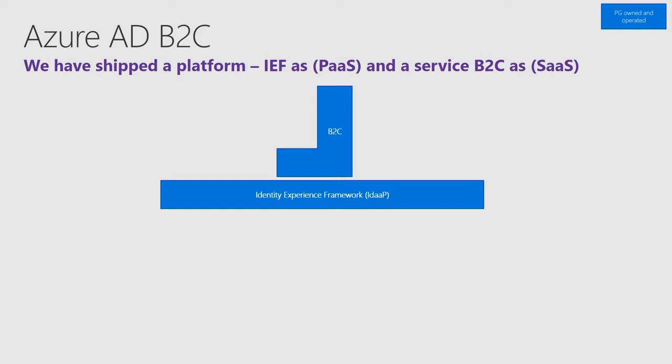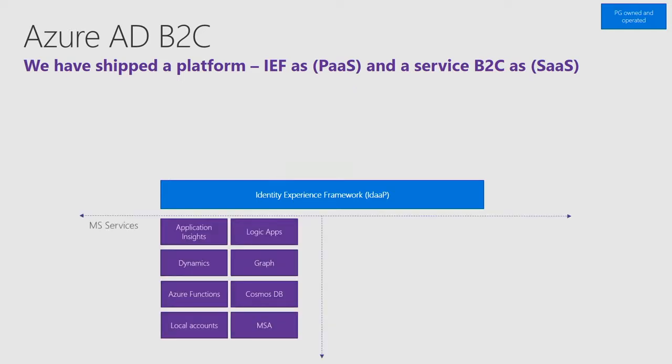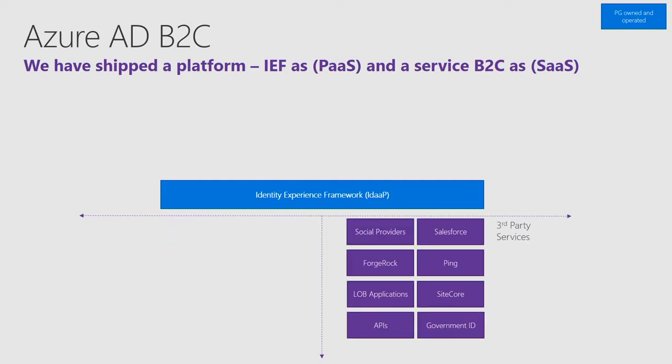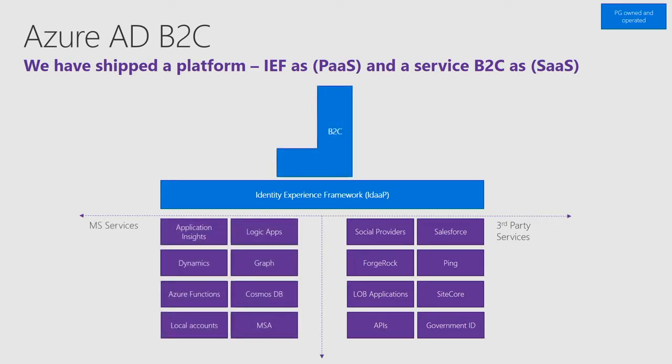Now, the great thing about this framework is that you can connect it to Microsoft services such as Application Insights, Logic Apps, Dynamics, or you can connect it to third-party services, for example, social providers, Salesforce, APIs, etc. And if you put them together, you can leverage B2C through the Identity Experience Framework and get access to all of these services. And that's how B2C is built.